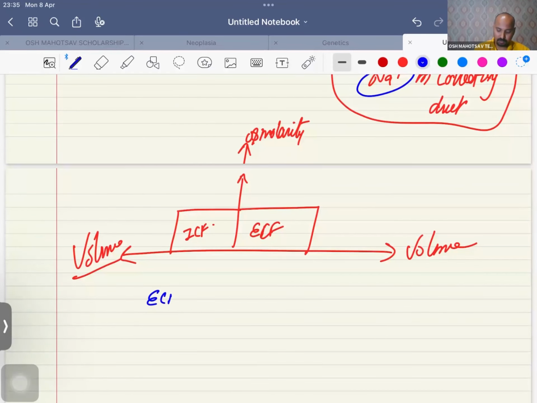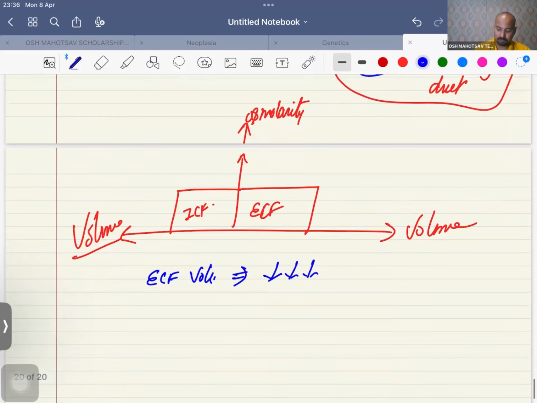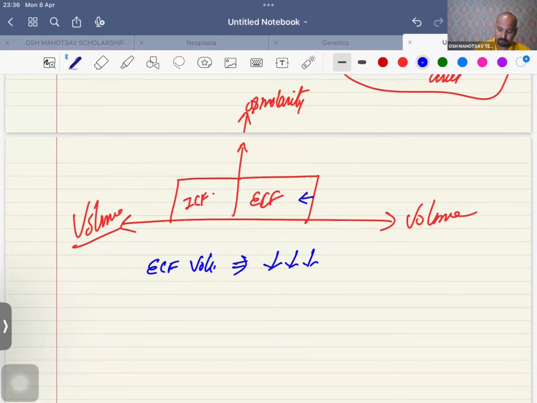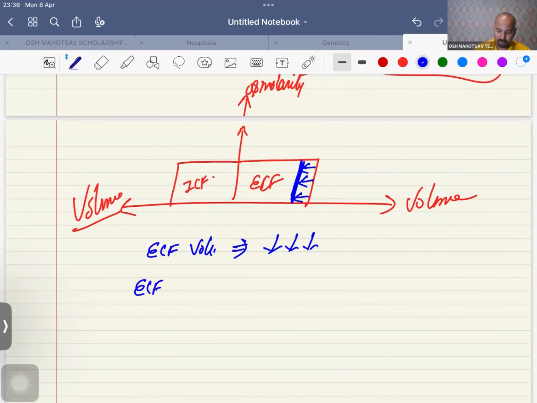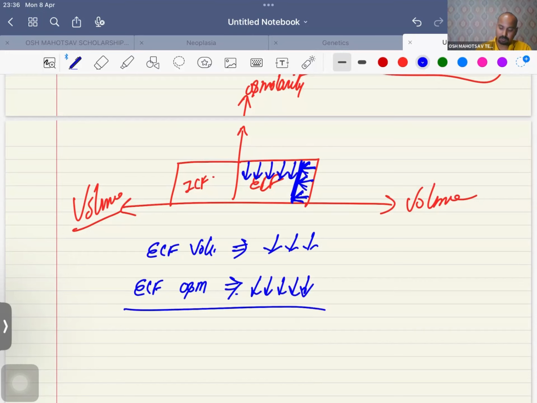So ECF volume will decrease. And what happens with ECF osmolarity, or concentration? If we are removing lots of sodium ion and a little bit of water, the graph will be like this, and because we are removing lots of sodium, osmolarity will decrease. Concentration will decrease.